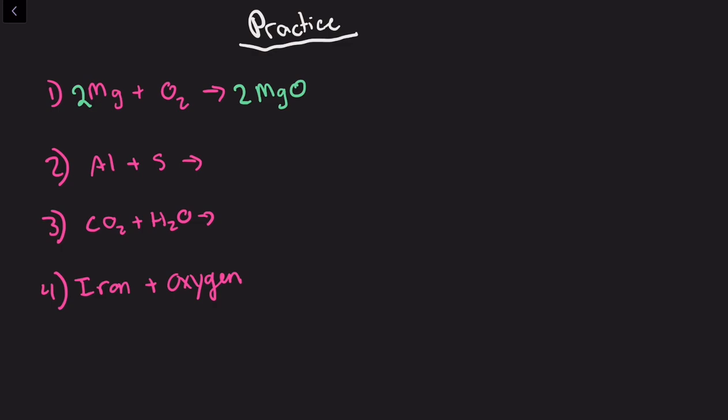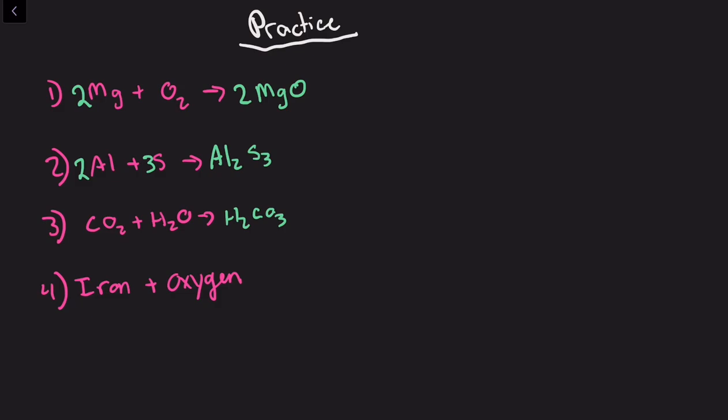For number 2, aluminum and sulfur. Now, we have to look for their charges and make sure that they're all balanced. So we have 2 aluminum, and 3 sulfur. This yields aluminum sulfide, which will be Al2S3. Next, we have carbon dioxide and water, CO2 and H2O. Here, we get carbonic acid, which is H2CO3.